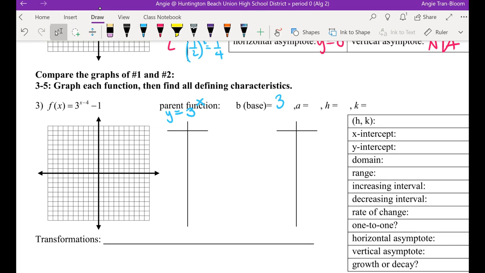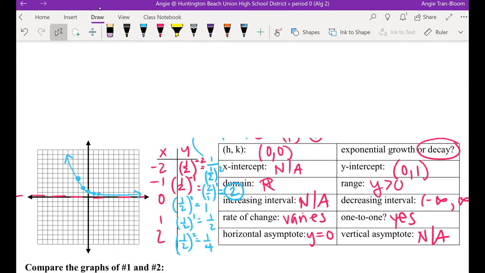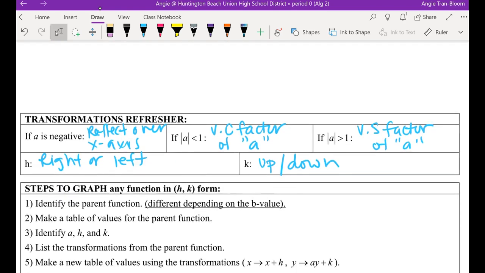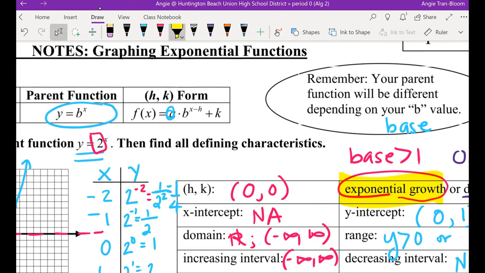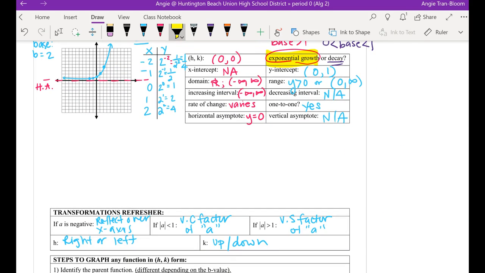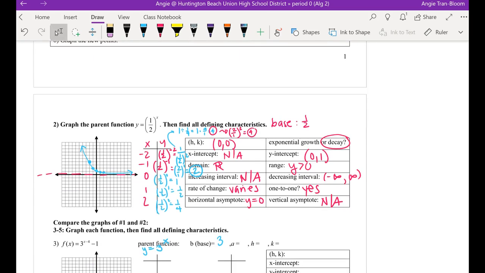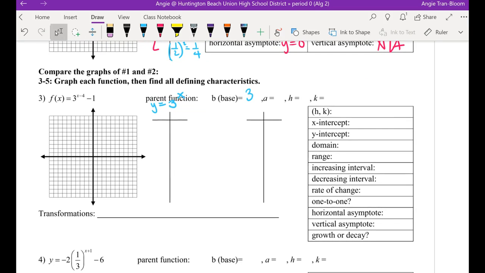Let's fill out the a, h, and k as well. Do we have any a value? No. Guys, the a value, if you look at your original here, it's always being multiplied to the what? Yep, the base. So if you have an a value at all, it is always multiplied to the base. In this case, I don't have anything except a 1. So the a value is 1. That means I don't have any vertical stretch or vertical compression.